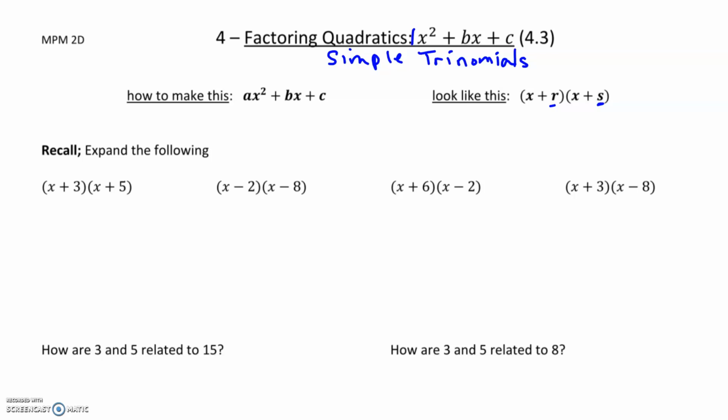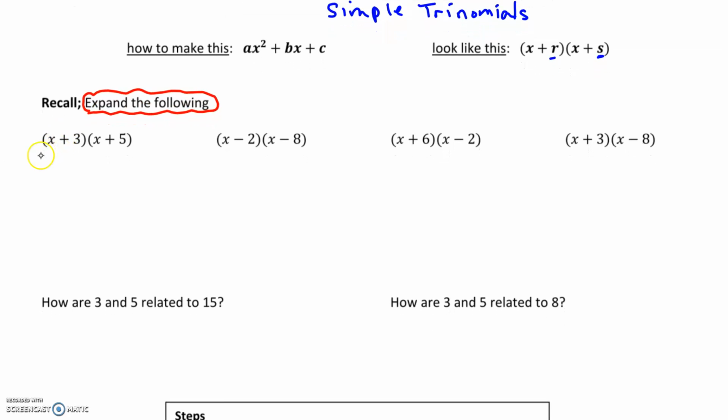First, let's recall from the other day how to expand. I would suggest you pause the video and go ahead and expand these 4 multiplication questions. All right, so x times x is x squared, x times 5 is 5x, 3 times x is 3x, and 3 times 5 is 15. And so we get x squared plus 8x plus 15.